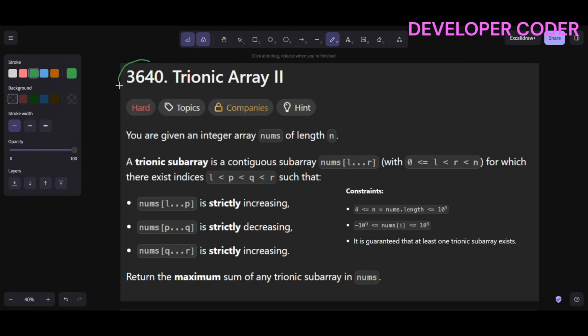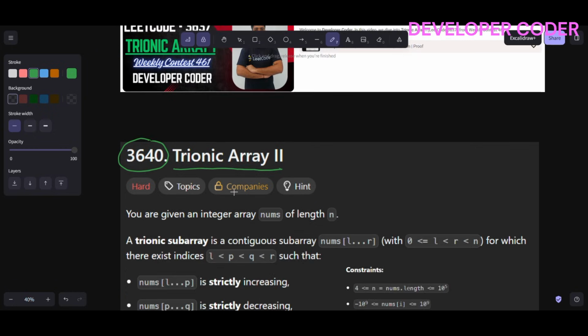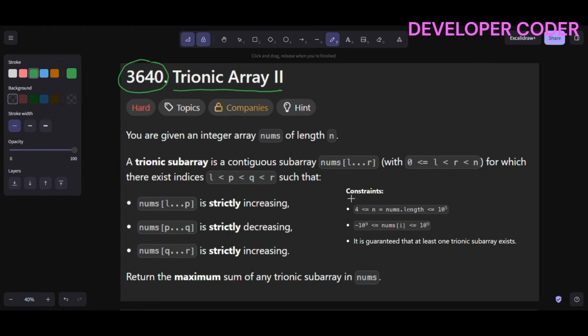Problem number 3640, Trionic Array Part 2. So yesterday we solved Part 1, right? Problem number 3637. And today we are going to solve Part 2 of this problem. This problem is marked hard by LeetCode, but I will make sure you find it very easy after understanding what we need to do. Actually, this problem is easy.